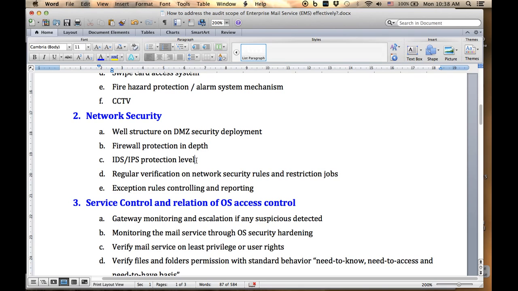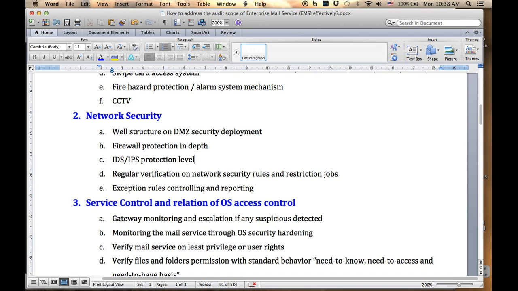So the next is involved with the IDS and IPS protection level. This is very important. The auditor needs to obtain the audit log involved with the configuration, involved with the successful or failure attempt to access from unauthorized people or from the external attack vector.